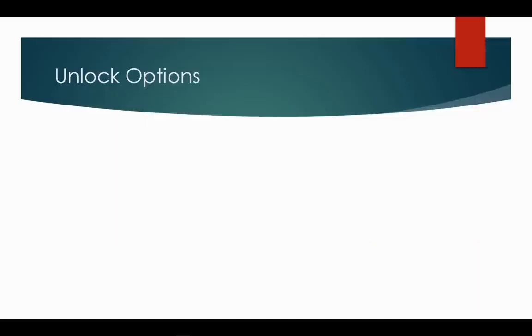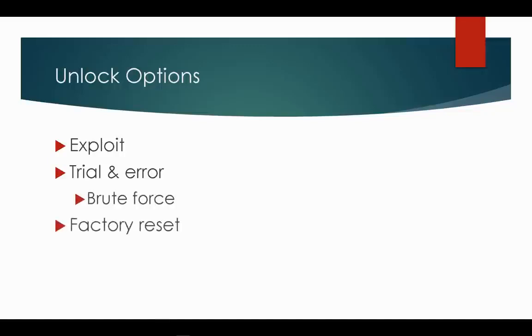Now let's continue with the possibilities of how to unlock such a protected smartphone. There are a few. The first one, using an exploit, an exploit that bypasses lock screen protection or escalates privileges to root. Then using trial and error, which could be automated into a brute force. And the last one, if you don't care about the data, you can factory reset from recovery. There are not many options, so the only one that we will focus on in this video is brute force.